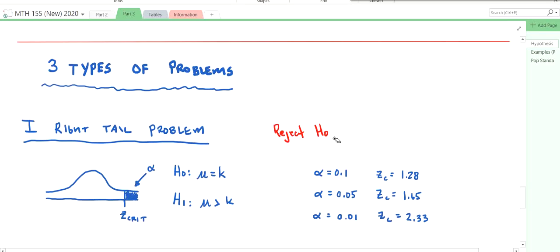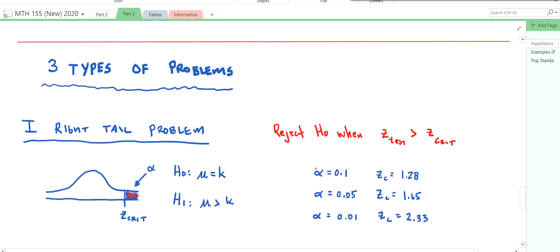Let me write this out a little further. Reject the null hypothesis when your test z is greater than z crit. That'll put your test z in this critical region, somewhere to the right of z crit. So if your calculated test z ends up to the right of z crit, you reject your null hypothesis.